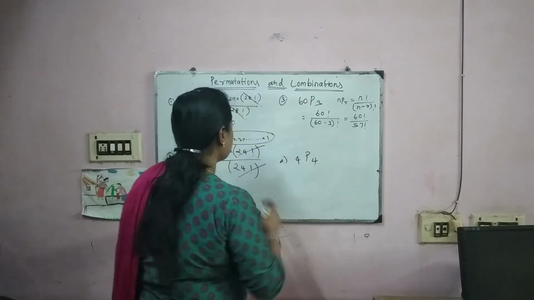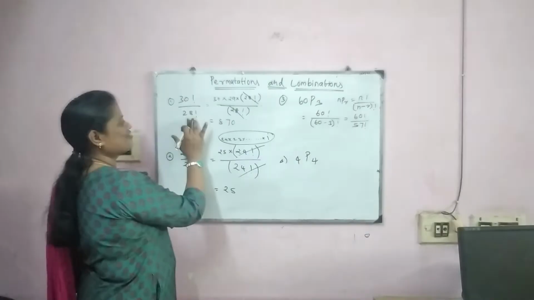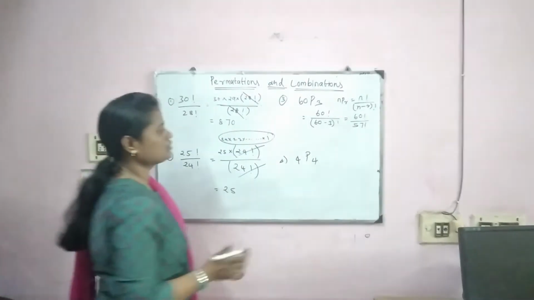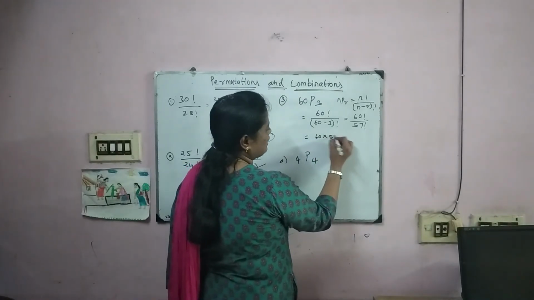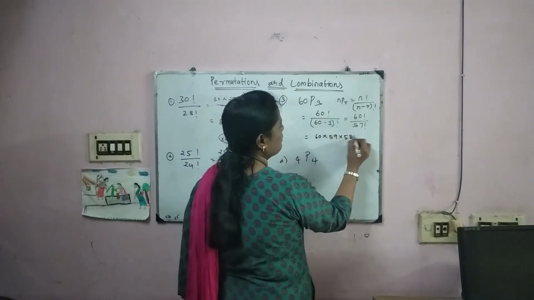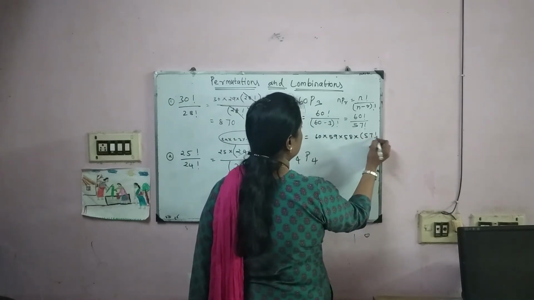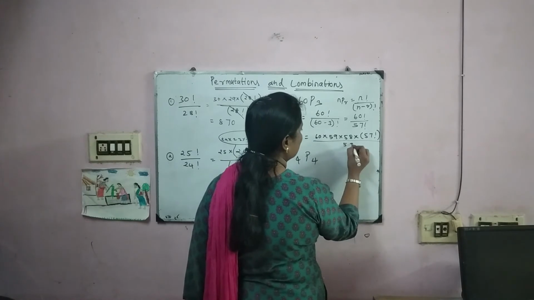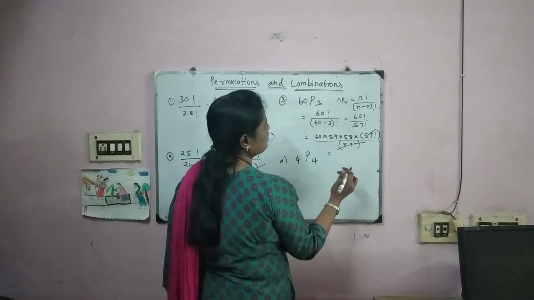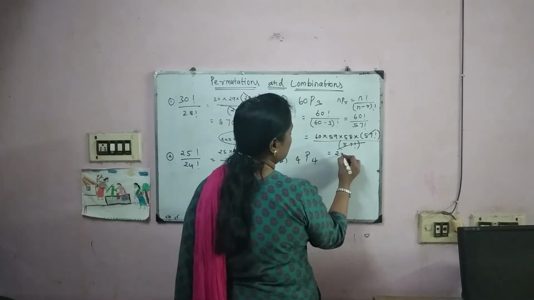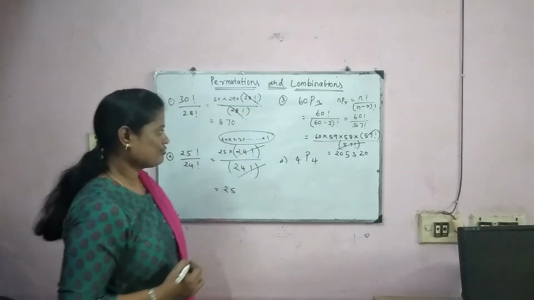So again the same procedure. How we are calculating this 30 factorial divided by 28 factorial, the same procedure we are applying. So that is 60 into 59 into 58 into the remaining, for those things you have to write 57 factorial divided by 57 factorial. These two 57 factorial getting cancelled, then the final answer will be 205320. Just use your calculator, find the value.